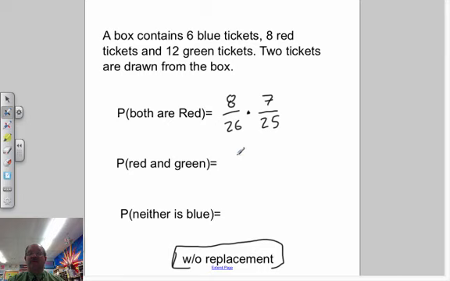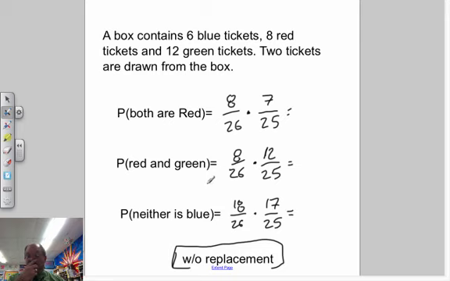Okay. Without replacing them in the box, the probability that we have a red one and a green one: there's 8 out of 26 red, and green is 12, so there are 12 tickets still in the box, but there are only 25 total tickets, so we're going to multiply those across. And the probability that neither one of them is blue: what's the probability that the first one's not blue? Well, there are 18 not blue tickets out of 26. And then there will be 17 not blue tickets out of 25. After that, we multiply those two probabilities together, and we'll get ourselves an answer. So if we're not replacing, our denominator gets smaller because we have fewer tickets in the box as we go.